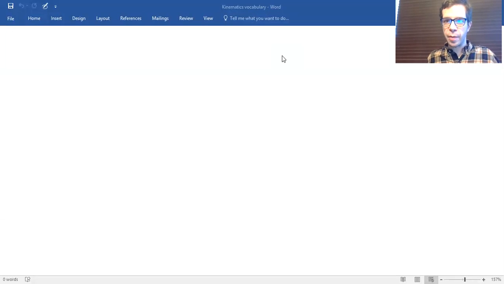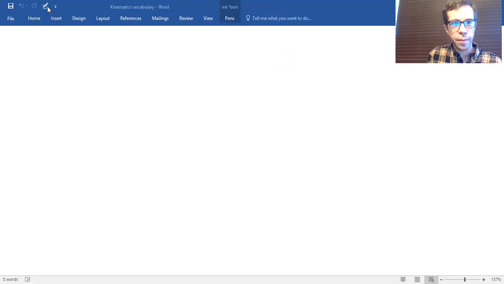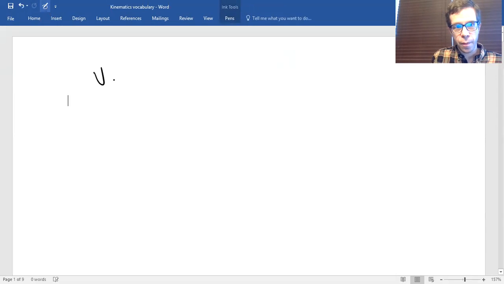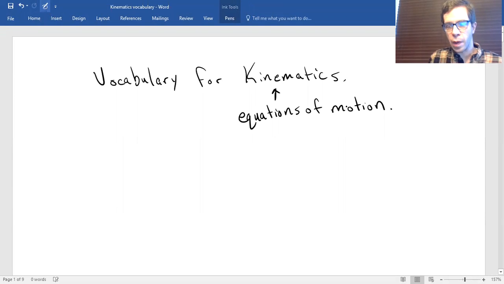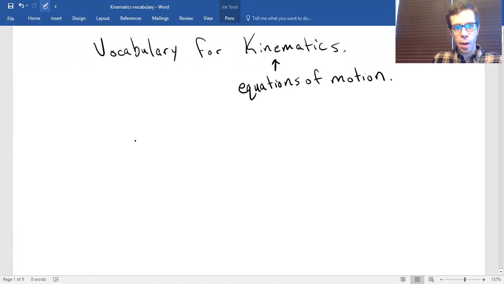All right, now I'd like to talk about a little bit of vocabulary to get started on kinematics. Well, let's start with kinematics. Right, this is our equations of motion. In order to understand these, we need to know the terms that go into it. So let's start with position.